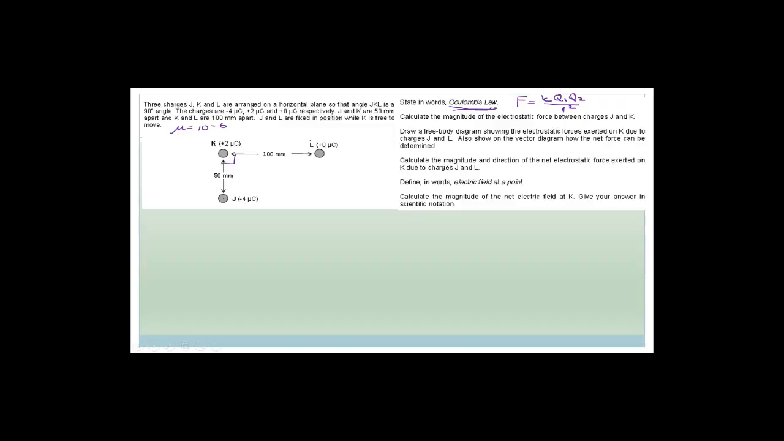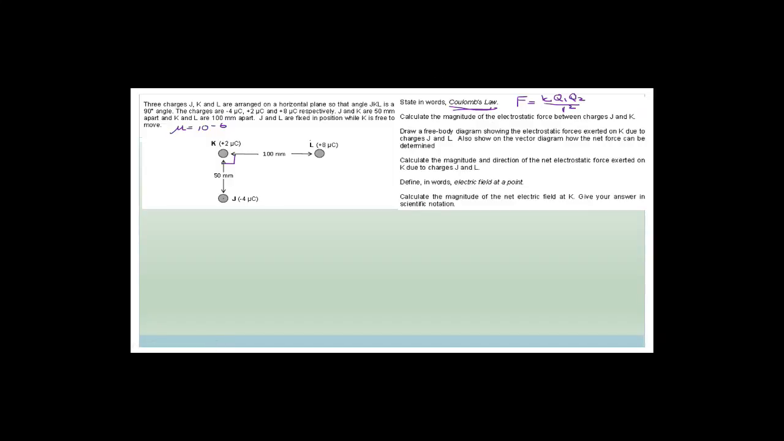Basically, you need to realize that Coulomb's law is the same as the universal law of gravitation, except that it uses charges instead of masses. So Coulomb's law states that force is proportional to the product of the charges and inversely proportional to the distance between them squared.